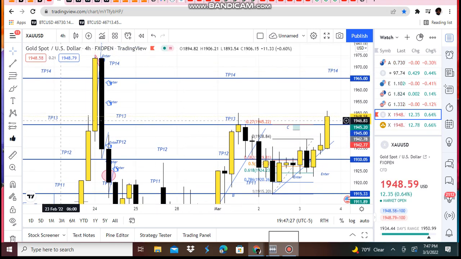It was just up here. You can see price breaks February 24, February 23. Price breaks above take profit 13 on a 4 hour.